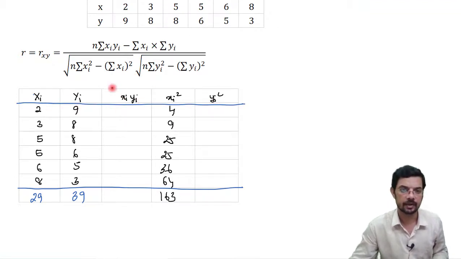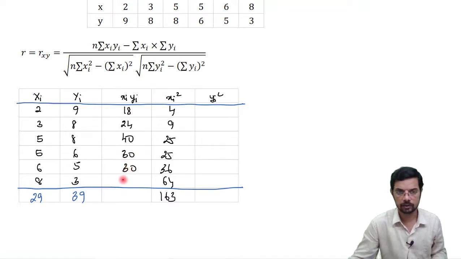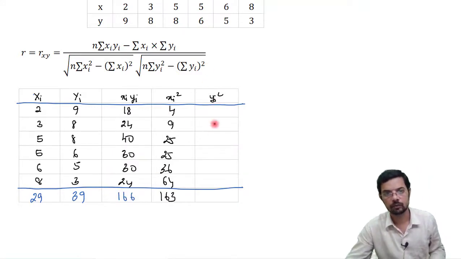Now we need to find the xi yi's. 9 2s are 18, 8 3s are 24, 8 5s are 40, 6 5s are 30, again 6 5s are 30, and 8 3s are 24. We need the sum of xi yi as well, sigma xi yi, which is 166. Same way, now we need to find yi square.